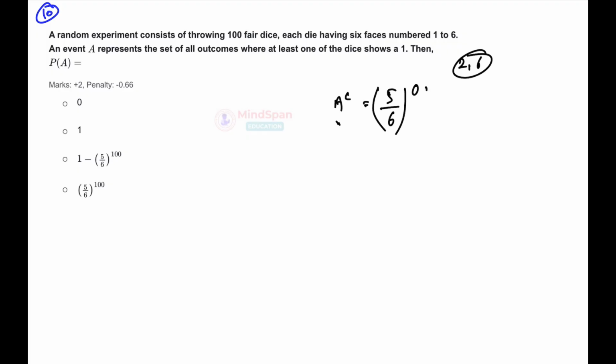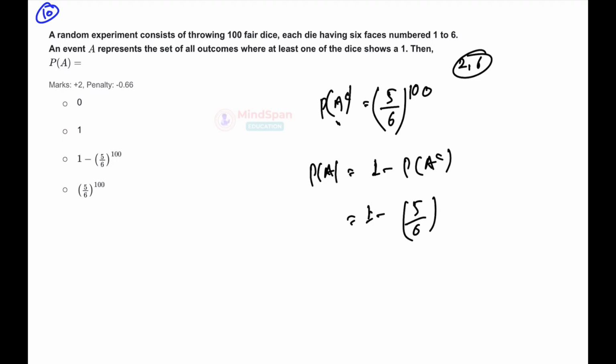So the probability of this A complement will be 5 divided by 6 to the power 100, right? And what will be the probability of this event A? That will be 1 minus the probability of this A complement, so that will be 1 minus 5 divided by 6 to the power 100.